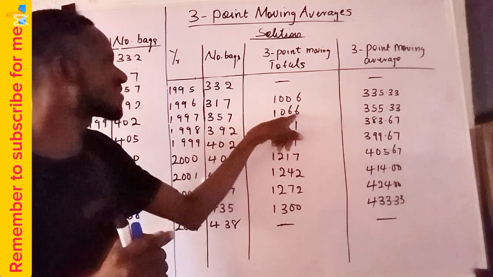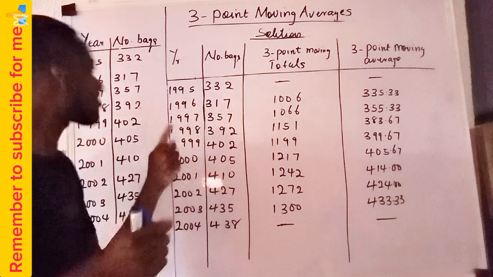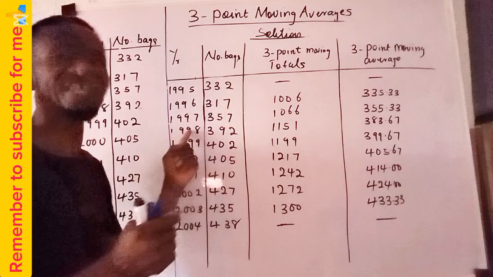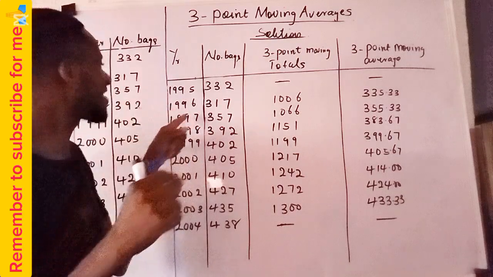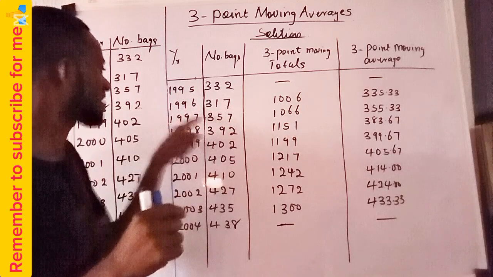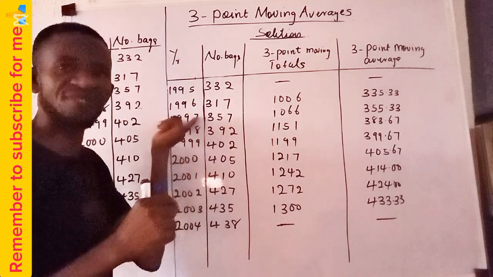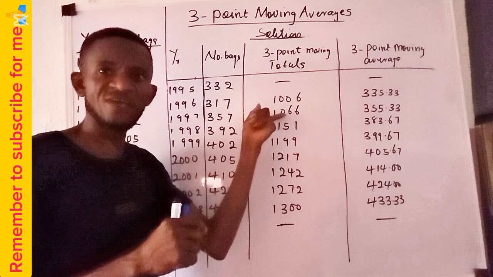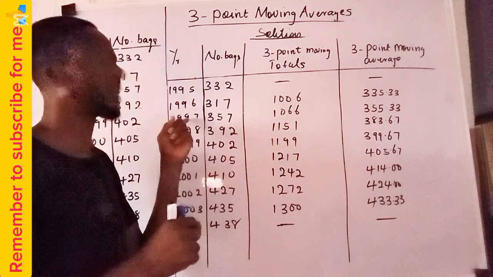This 1066 is not belonging to 1996. So to say, it's not belonging to 1997, neither is it belonging to 1998. Instead, it belongs to all of them. And because of that, we are going to get the center point between these 3 years, 1996, 1997, and 1998. And the center point coincides with this year, 1997. And that is the reason why we wrote this 1066 against this year, 1997.